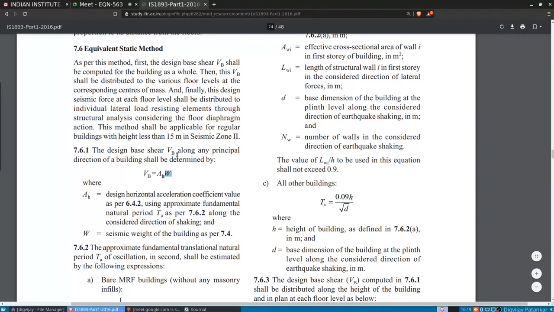So first one, we will try to find out AH, or rather we will find out W first, because that's like seismic weight. Finding out seismic weight is easier. AH will require maybe there are more parameters to discuss. So we will first look at W, how to find out W.